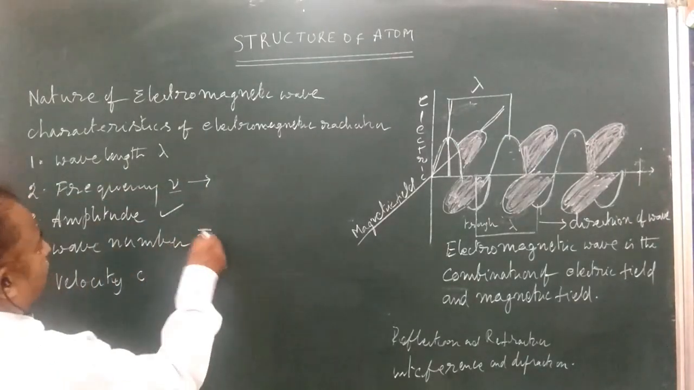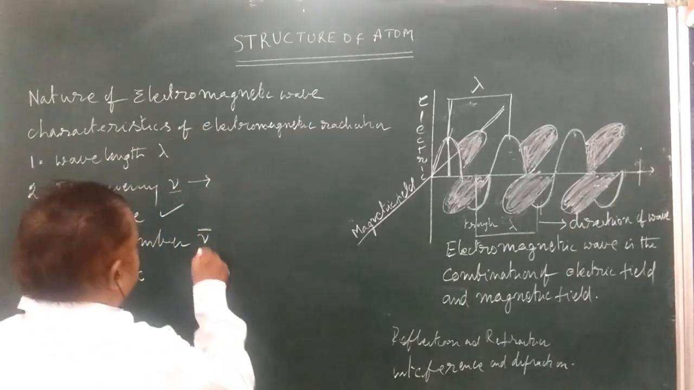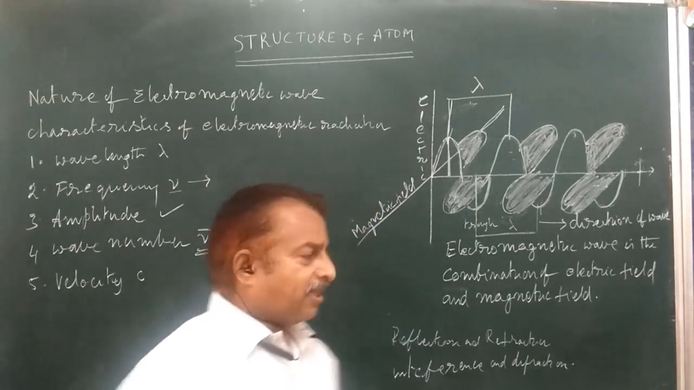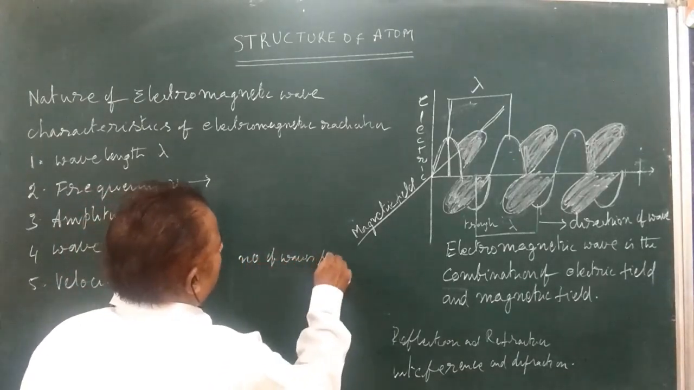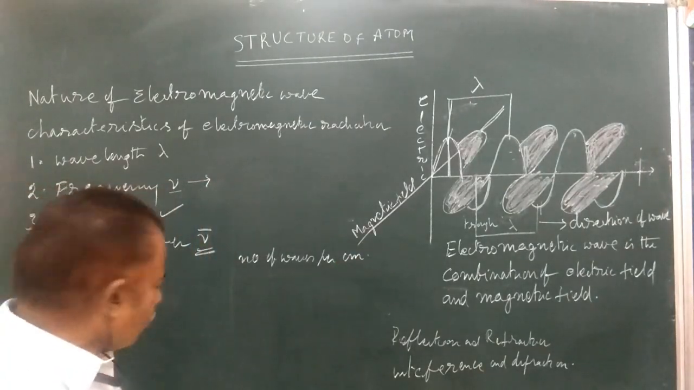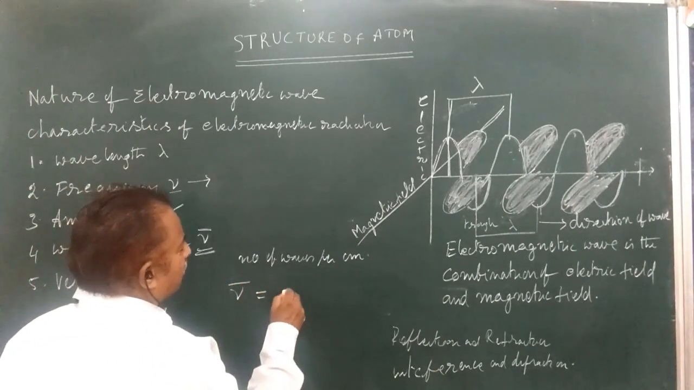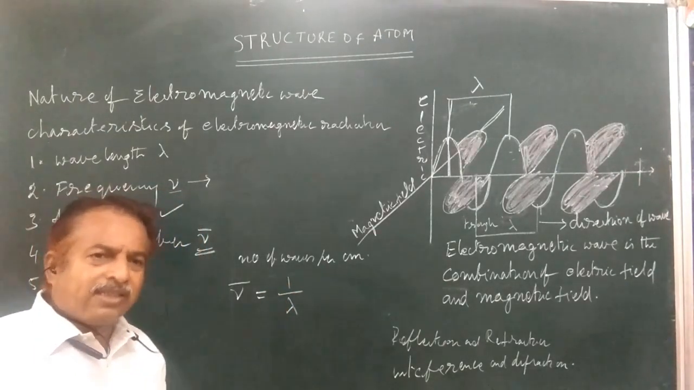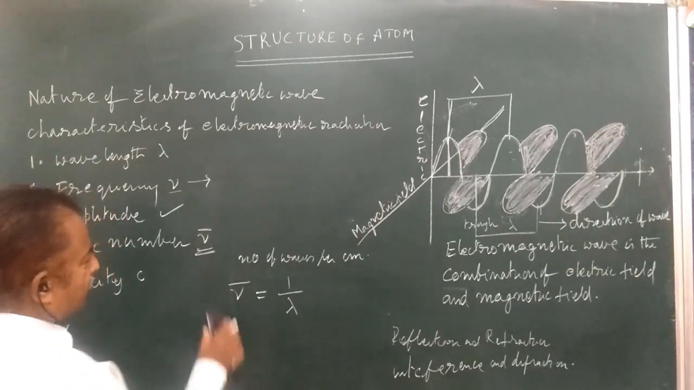Now let us see the number of waves, that is wave number. Wave number is nothing but the number of waves spread per unit length. That means number of waves per centimeter or number of waves per meter is known as wave number. So wave number, nu bar, is obtained by the reciprocal of lambda. That means nu bar equals 1 by lambda. So wave number means the number of waves that spread per unit length.